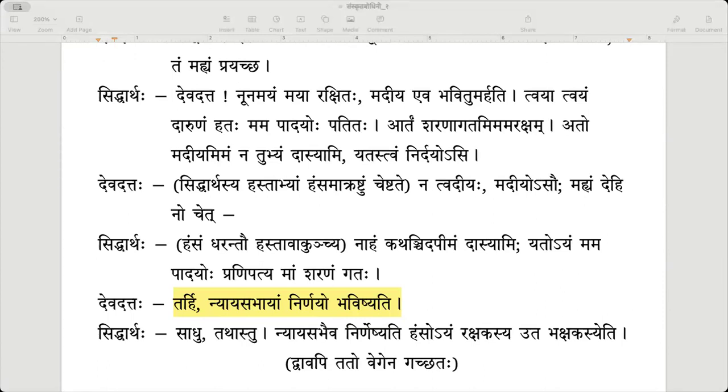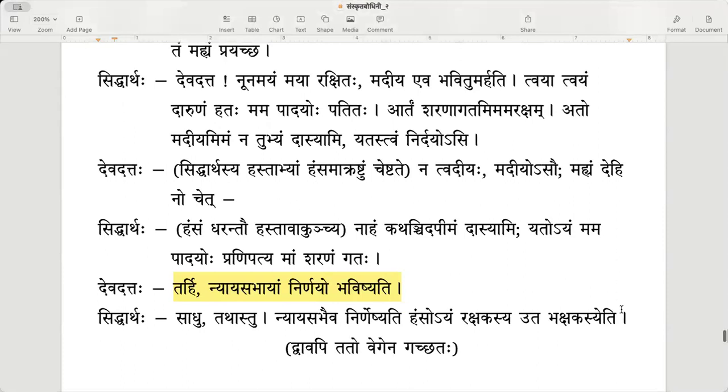Hamsam dharantau hastau, those the two hands which are holding the swan, he contracts those two, which means he takes it away from Devadatta's snatch. Naham kathanchit api imam dasyami yato yam mama padayoho pranipatya mam sharanam gatah. Naham kathanchit api imam dasyami. I will never give this to you. Never ever give this to you. So dasyami is in direct future.